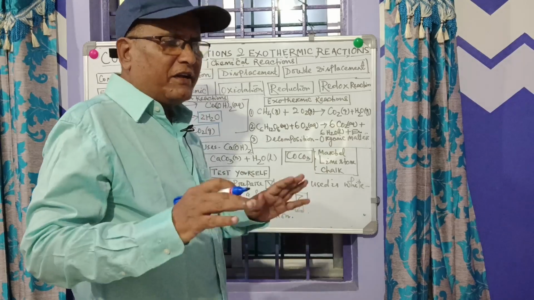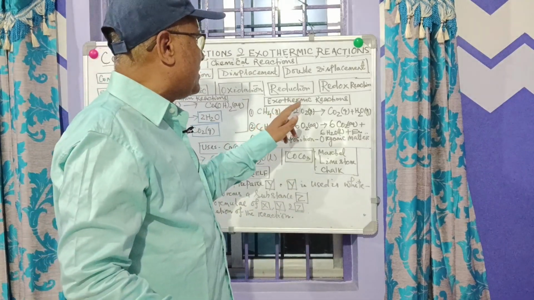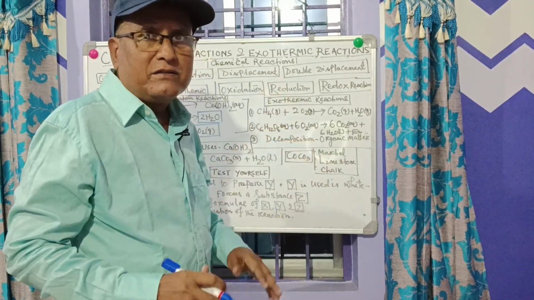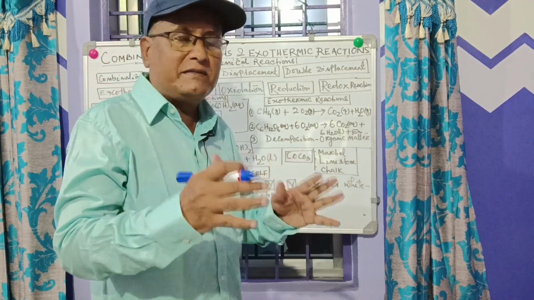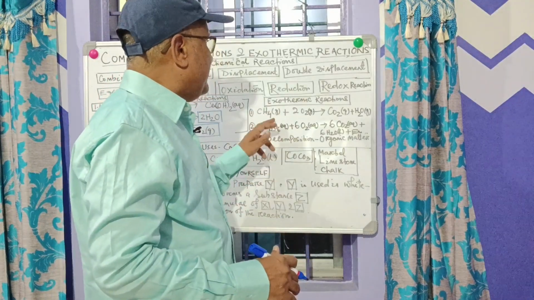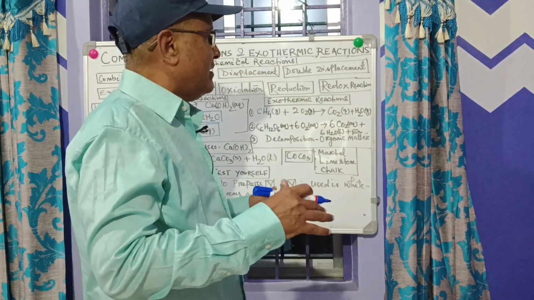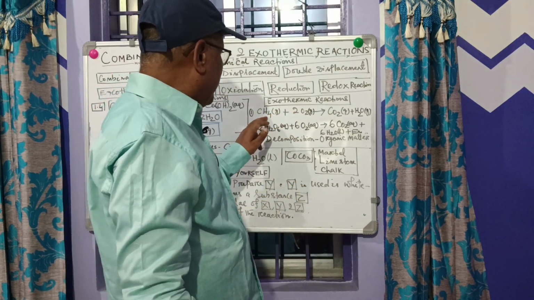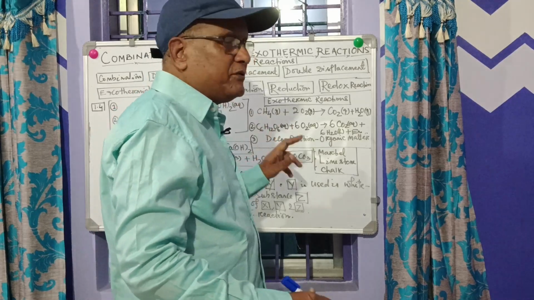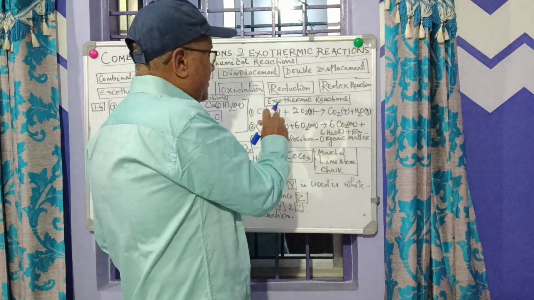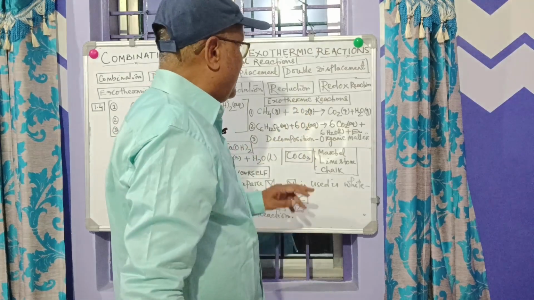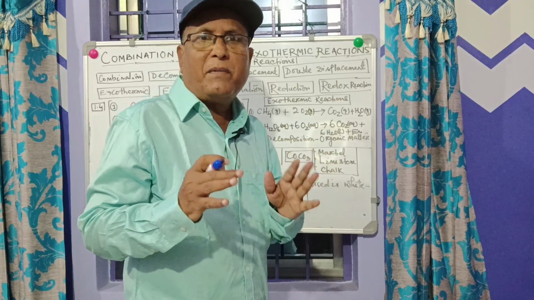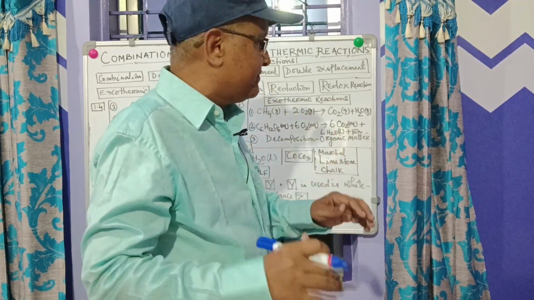Now let us take some examples of exothermic reactions. Exo means out, thermic means heat. So heat is evolved, heat is released. So in these reactions, heat is released. So these reactions are called exothermic reactions. So methane, the natural gas, when it burns in the presence of oxygen, carbon dioxide and water are formed. In addition, a large amount of heat is generated.